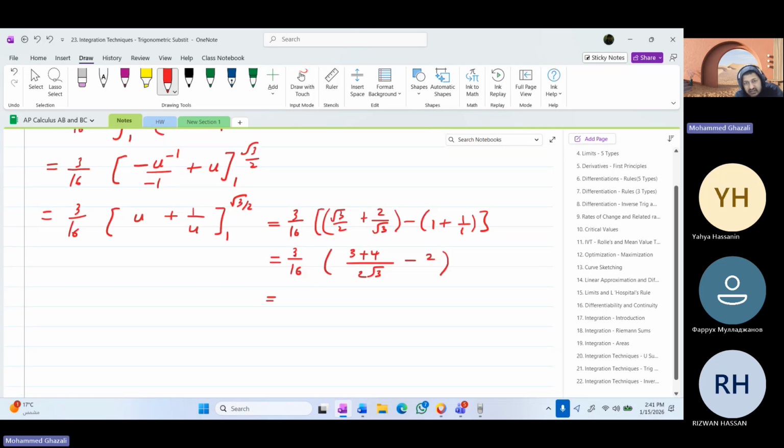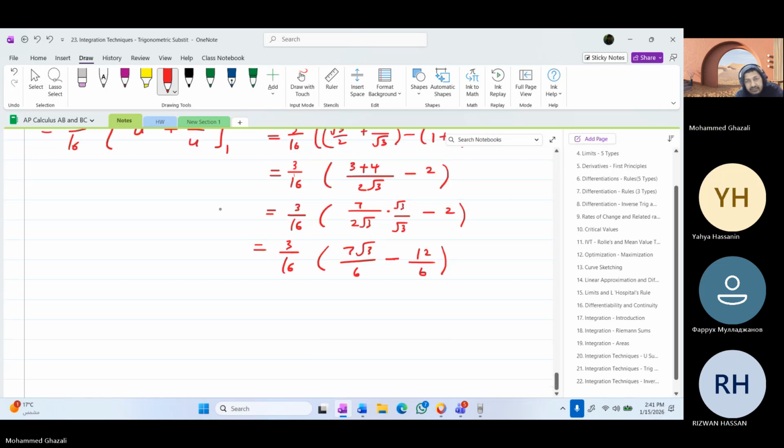We're almost there, guys. Let's take 3 over 16 times that, 7 over 2 root 3. I'm going to multiply by root 3 over root 3. Subtract 2. It's just simplification, man. I'm not using a calculator here, obviously. That is 7 root 3 over 2 times 3, which is 6. All right. Minus 12 over 6, which is 2.